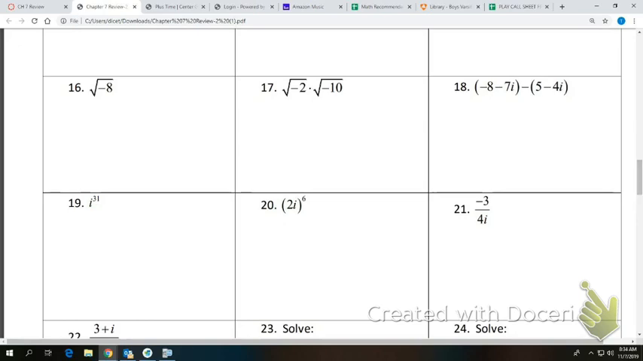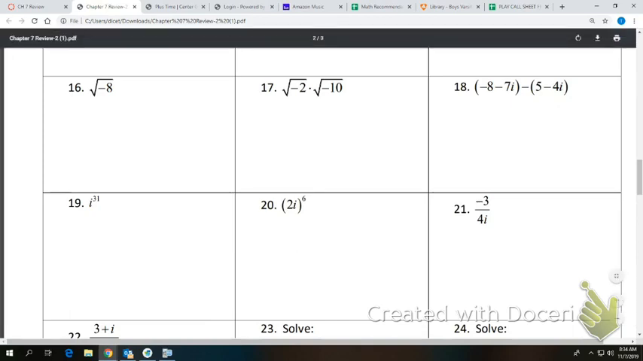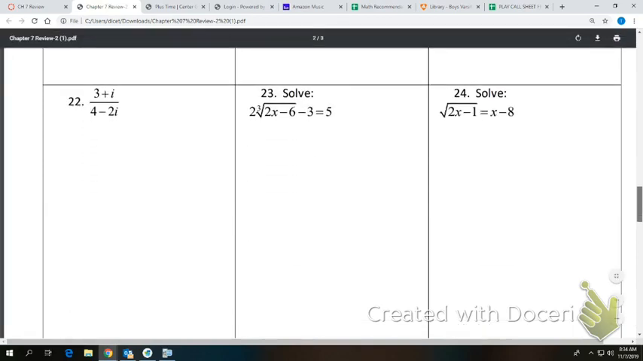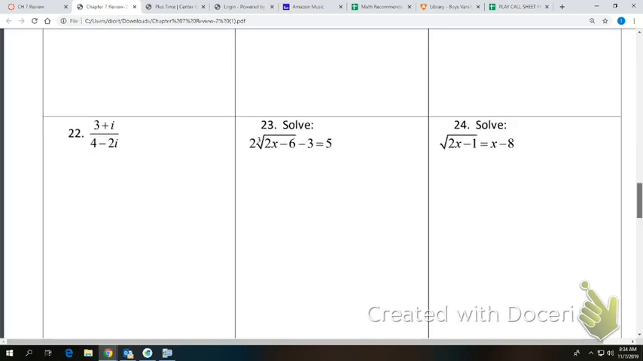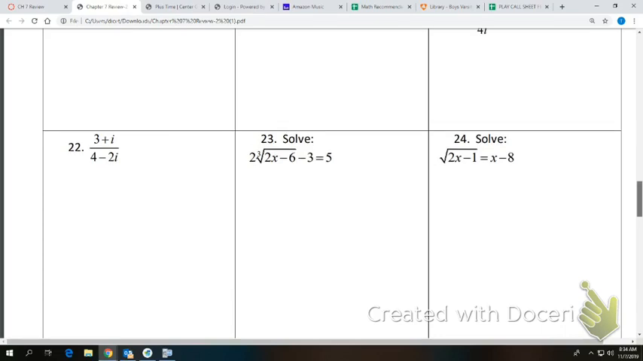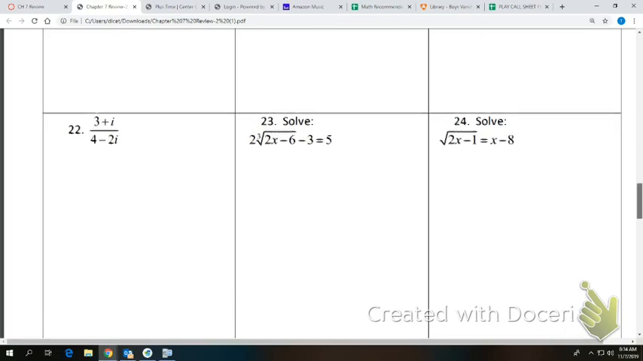I'm trying to think of what I've already discussed today so I'm not being repetitive. And I want you to have the opportunity to work some of these out. Number 22, what would you multiply by? We're not going to do it, but what would you multiply by? The conjugate, which would be in both top and bottom, okay?